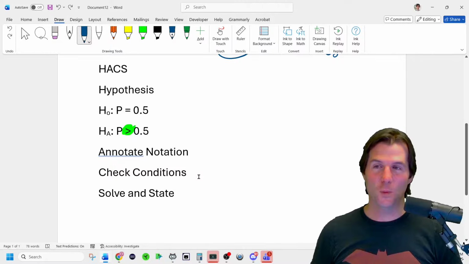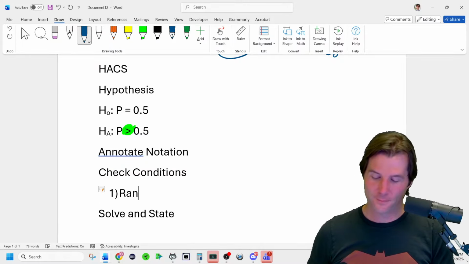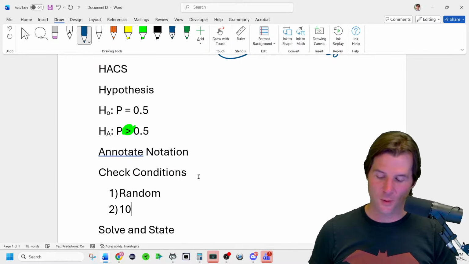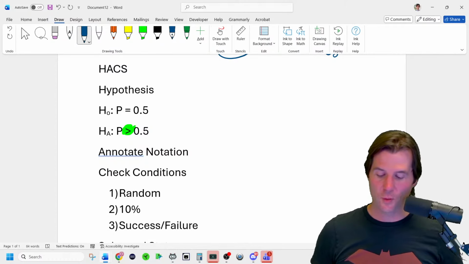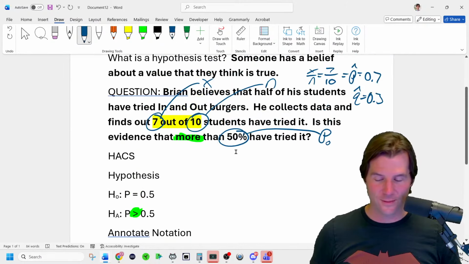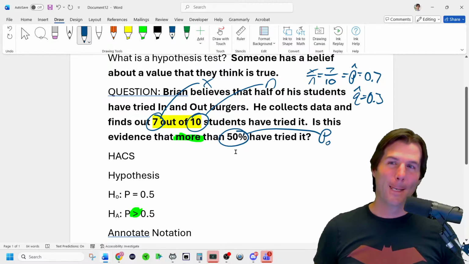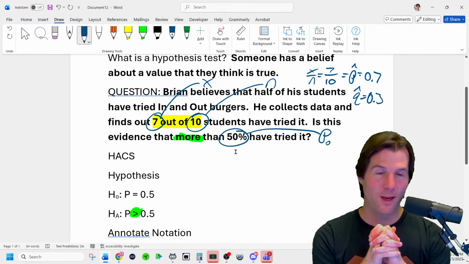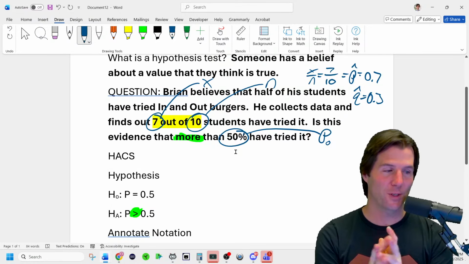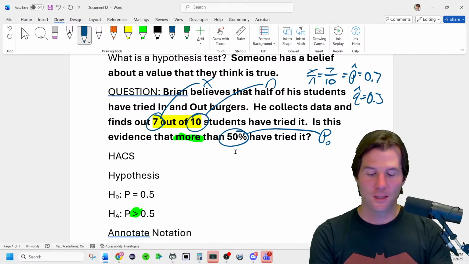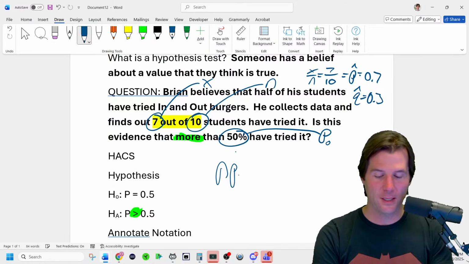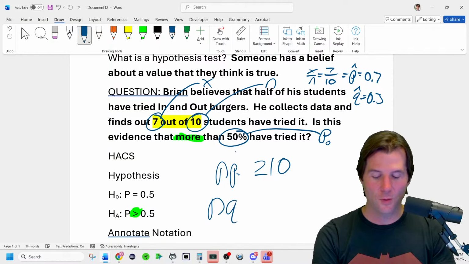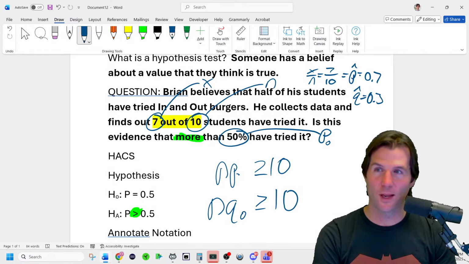Set conditions. Condition 1, random. Condition 2, 10%: did we take less than 10% of the population? And then success-failure again. Be very careful. This time the success-failure condition is a little bit different. This time it's np naught greater than or equal to 10 and nq naught greater than or equal to 10. So how many successes and how many failures did we have?